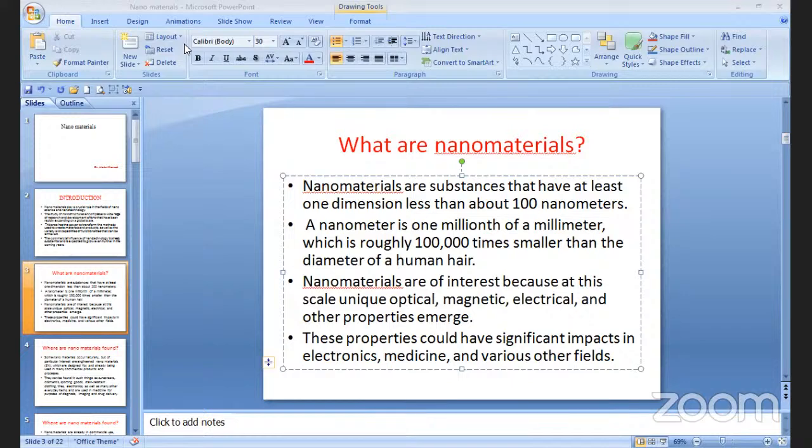And a nanometer is nothing but 1 millionth of a millimeter. Approximately, it is 10,000 times smaller than the diameter of a human hair. That is the smallest size which we have for nanomaterials.